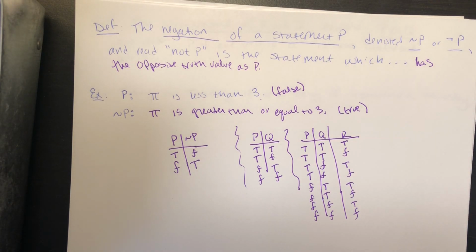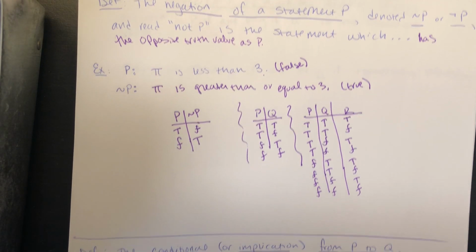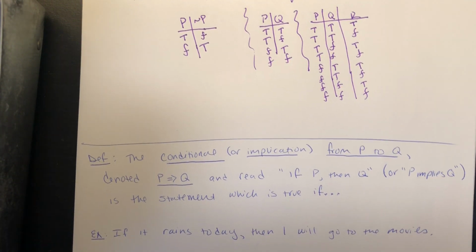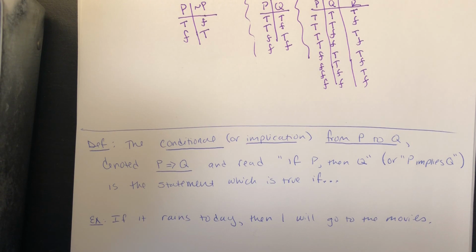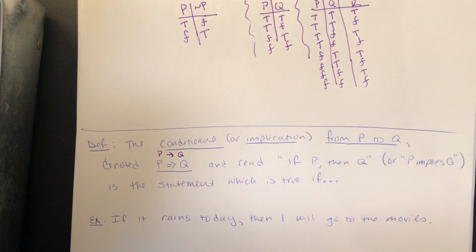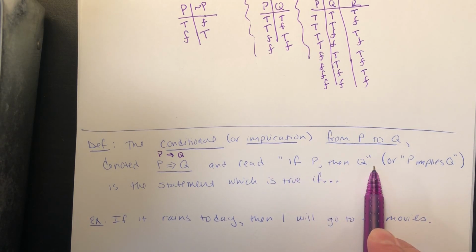Our next type of logical connective, which we saw in problem 3 in the warm-up, is a conditional statement or an implication. So we define this as a conditional statement or an implication from P to Q, and we denote it with an arrow like this. Sometimes you'll see just a single arrow and not a double arrow. It means the same thing. And we read that statement as if P, then Q. Or sometimes we read that as P implies Q. This is going to be a statement which is true if whenever P is true, Q must also be true.